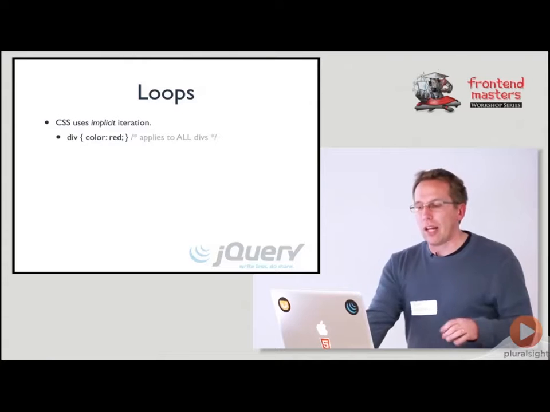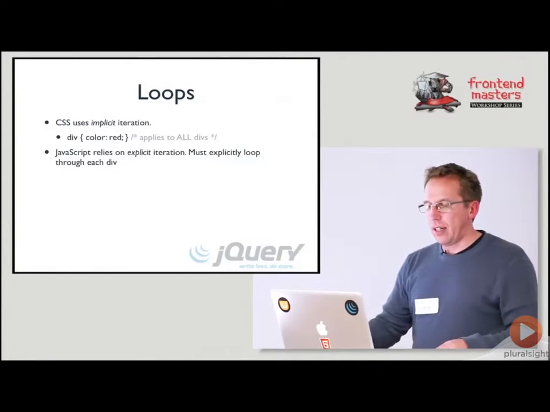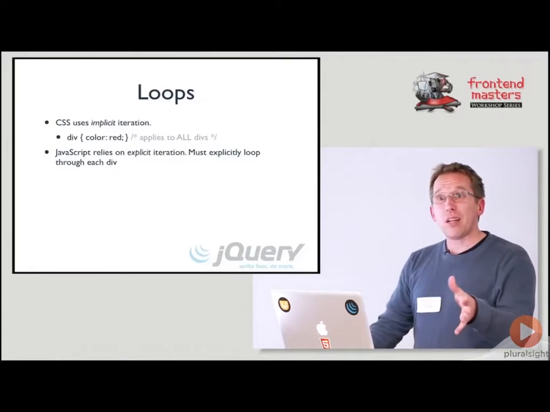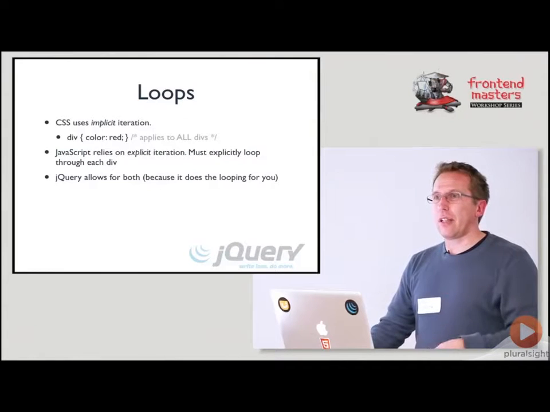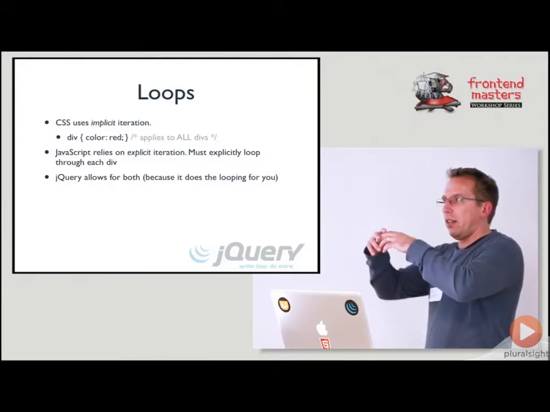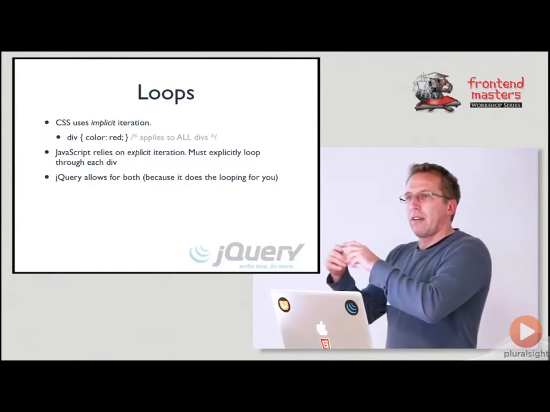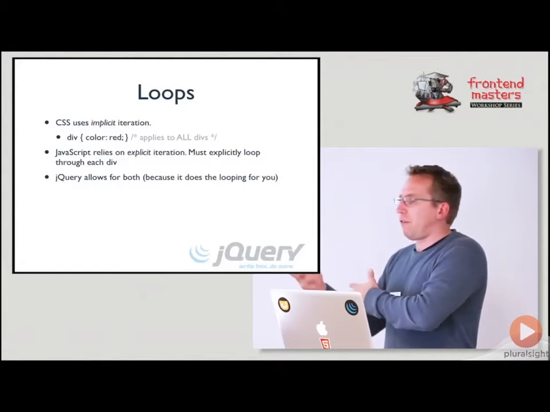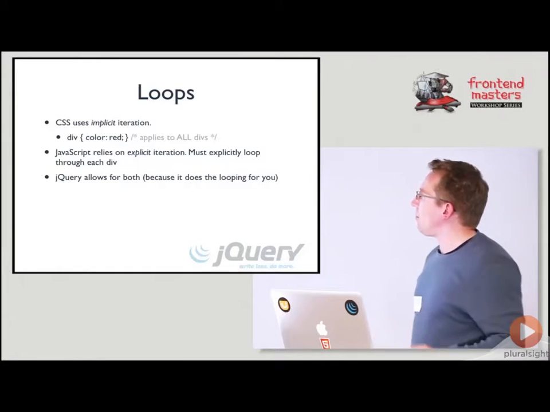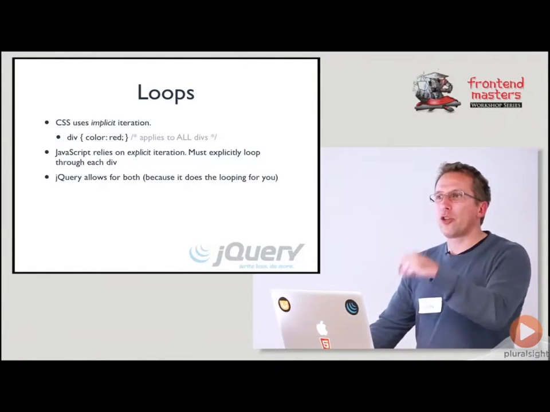JavaScript relies on explicit iteration, so it has to explicitly loop through each div, right? So jQuery allows for both. You can iterate through explicitly. You can use one of jQuery's methods, or you can convert the collection of elements that you build up when you find something to an array and use a native JavaScript looping structure. But jQuery will do the looping for you.